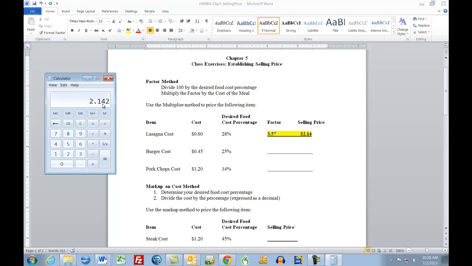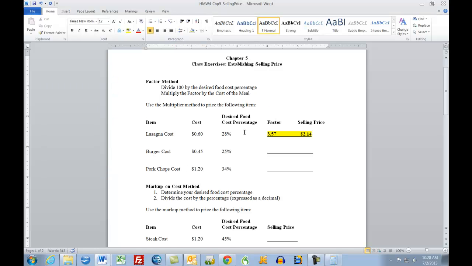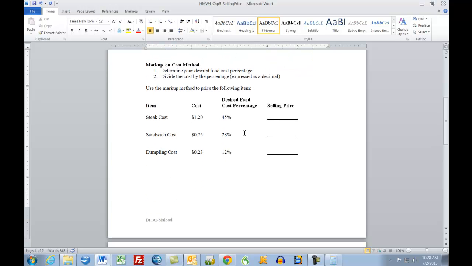You want to round to 2 decimal places because we are dealing with money, and our monetary system in the United States is based on a 2 decimal system. So we've only got 2 digits after the point, after the dollars. You're going to use the same method for the burger cost and the pork chop for the factor method. Alright, let's go on to the markup on cost method.